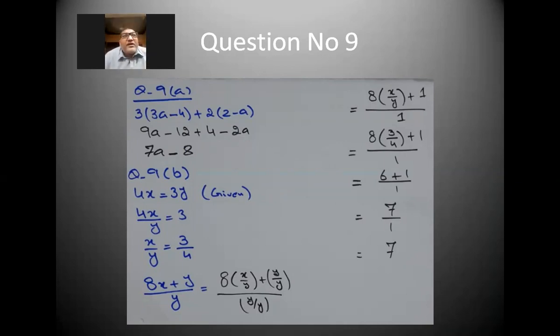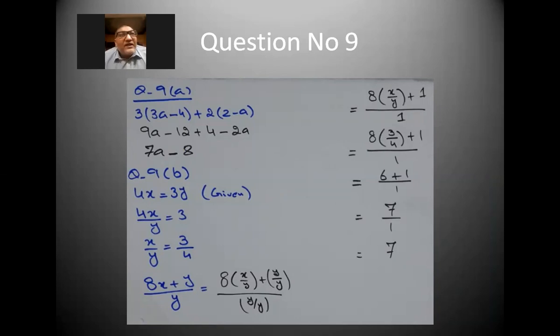So you see here, I will do an unusual thing. I will divide every term with y. Every term in the numerator and the denominator, I will divide by y. So what will happen? You will have 8x divided by y plus y divided by y, and the whole thing divided by, in the denominator, y divided by y. So you will have 8 bracket x by y bracket close plus 1, divided by y cancelled, and you will have 1. So the value of x by y, that we already know, is 3/4.